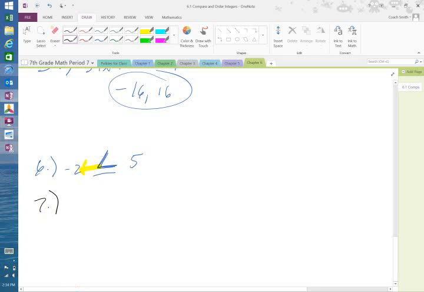Number 7. Number 7 says negative 8 and negative 12. Which sign goes in that blank? Tayshawn? Greater than sign. That is correct.